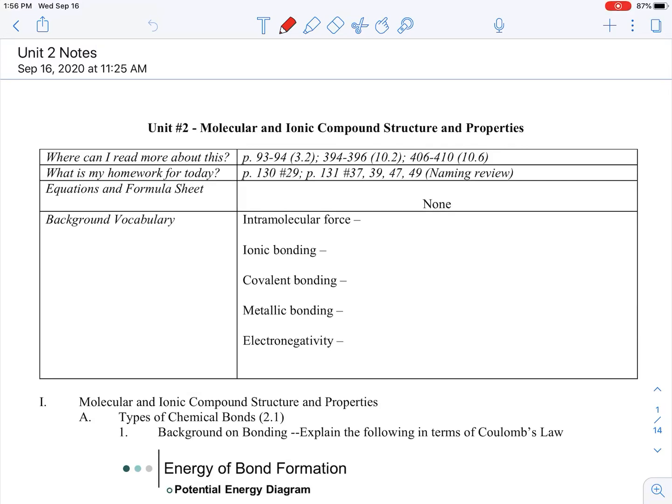Hey students, welcome back. This is Unit 2, Molecular and Ionic Compound Structure and Properties. This first part should be review for you, so hopefully it'll go fairly quickly. Our homework today is a review of naming, not so much over the notes that we're doing, but yeah, so we're going to jump right in.